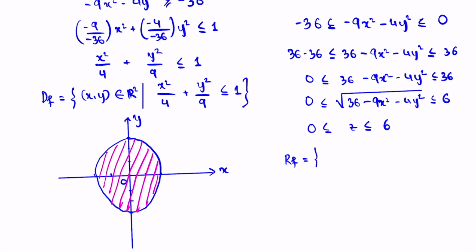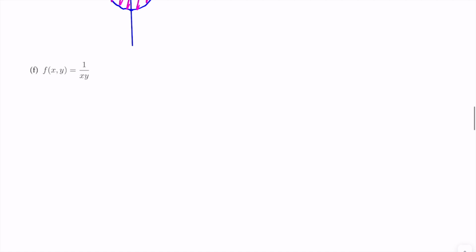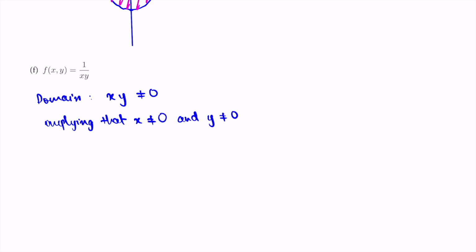The range consists of all the points z on the real line such that z is between 0 and 6. Now we have one last example in this category where you want to find the domain and range of the function. So for the domain of this rational function, this is a fraction, you don't want the denominator to be equal to 0. So the domain is that xy is different from 0, implying that x has to be different from 0 and y is different from 0. So the domain of the function consists of all the points (x, y) in R2 such that x is different from 0 and y is different from 0.